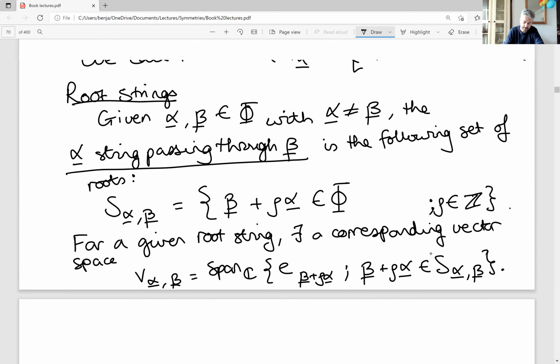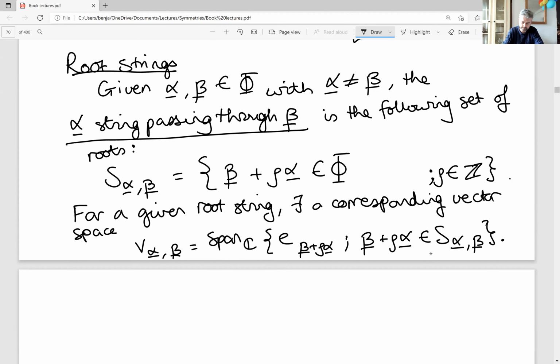If you remember, last time we defined these root strings. So the alpha string passing through the root beta is this set of various roots within the root set of beta plus some integer multiple of alpha. So if we consider now what the commutator of H alpha is with this root, which is beta plus rho alpha.